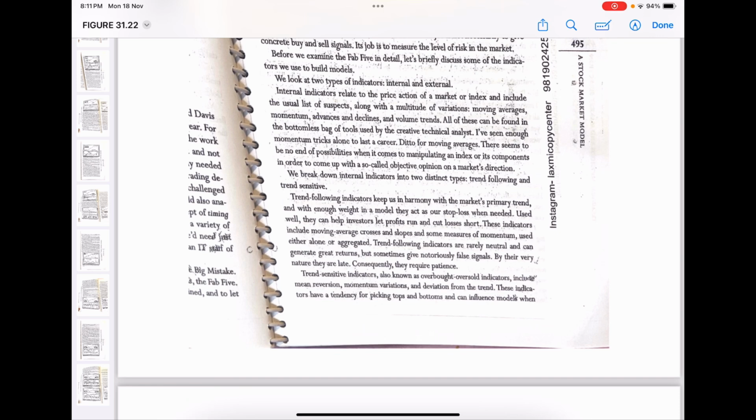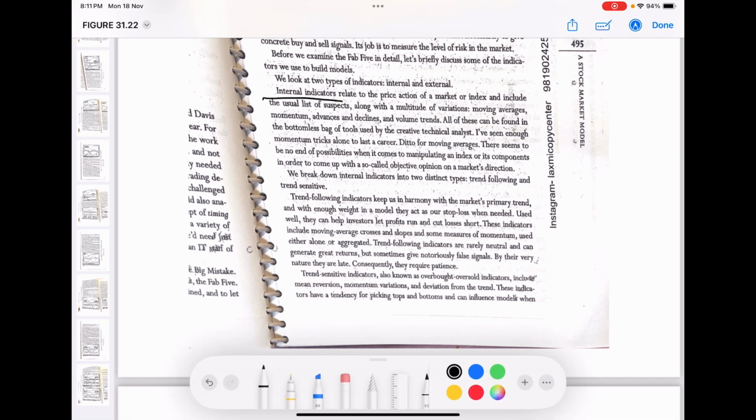We break down internal indicators into two types: trend following and trend sensitive. So, you know what internal indicators are? Internal indicators are basically the price action indicators which we are using in the market. And when I say price action indicators, it means moving average, momentum indicators, and so on. And when we talk about the types of the internal indicators, they are basically trend following and trend sensitive. So, what exactly are trend following indicators?